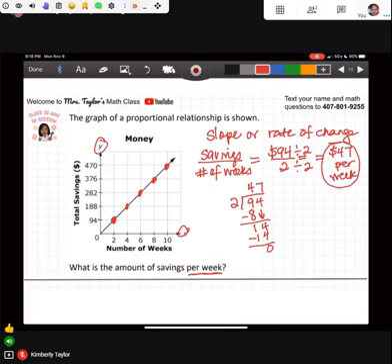And that's what it means. That's what it is. Alright, let's keep going.